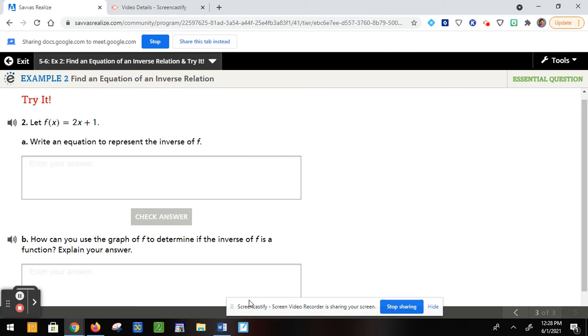All right, so this one, give it a try. So pause it, try it, and then come back.